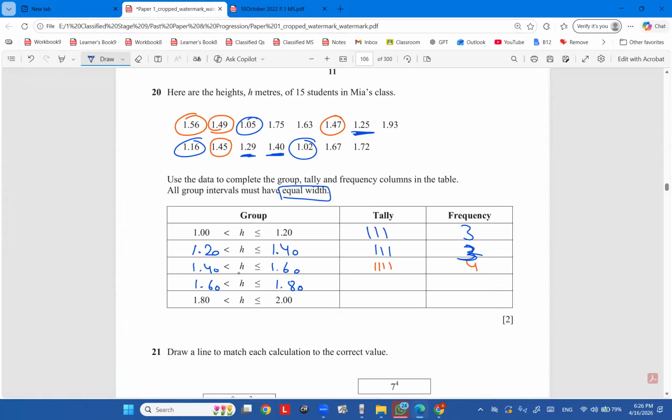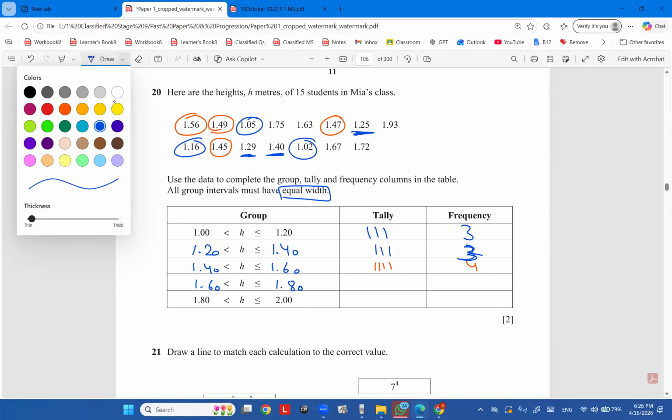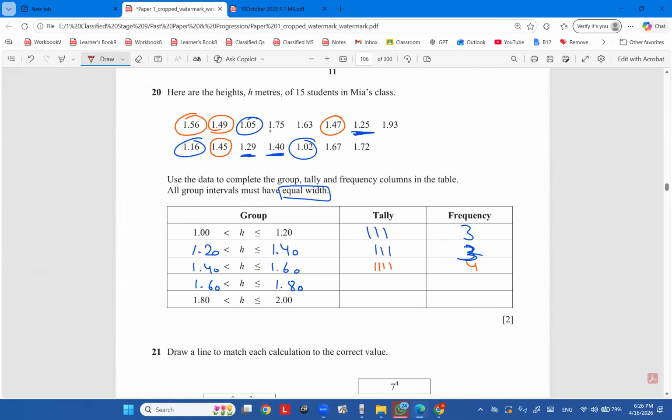All right. Next, between 1.60 and 1.80, you're going to find this is with us, this as well, and this one, and this. So you've got here 4 numbers. 1, 2, 3, 4, and you've got over here 4.